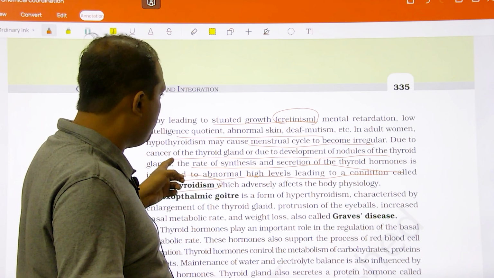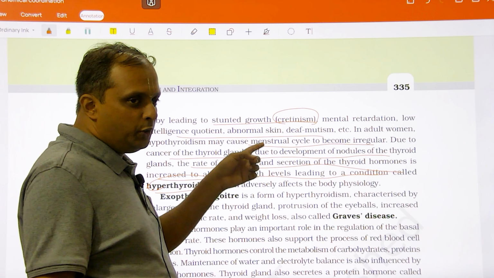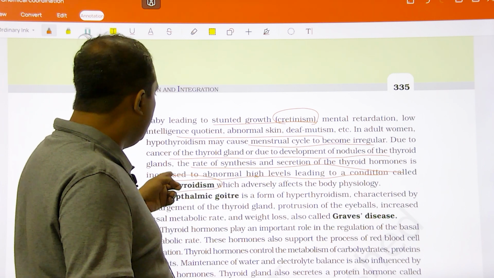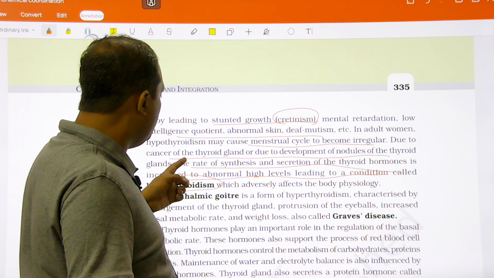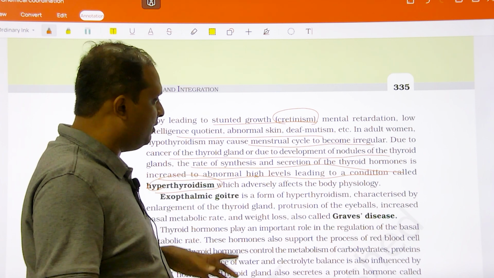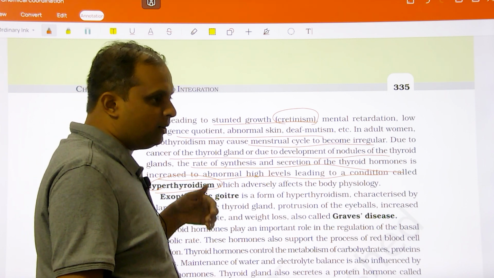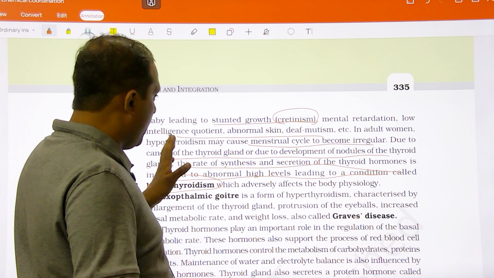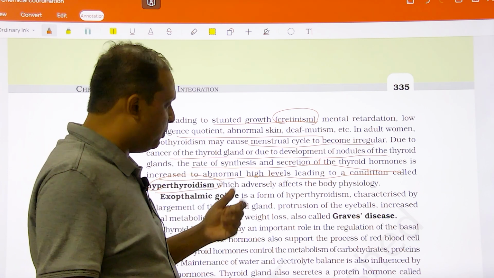Hyperthyroidism is due to cancer of the thyroid gland or due to development of nodules of the thyroid gland, where the rate of synthesis and secretion of thyroid hormone is increased to abnormally high levels, leading to a condition called hyperthyroidism. This is a question that has come: what are the causes of hyperthyroidism? We have covered both. For hypothyroidism, iodine deficiency and goiter, right?